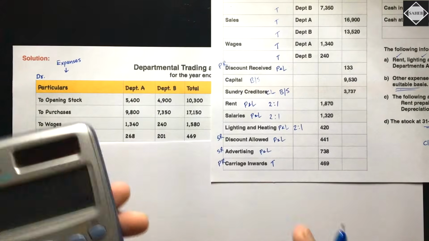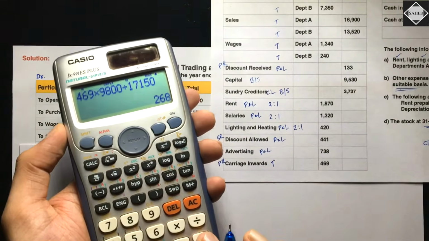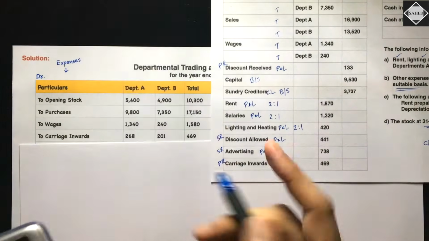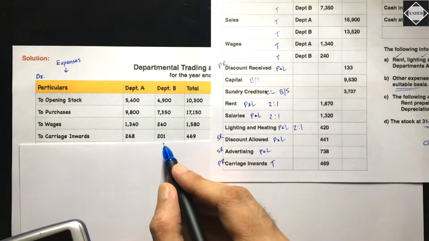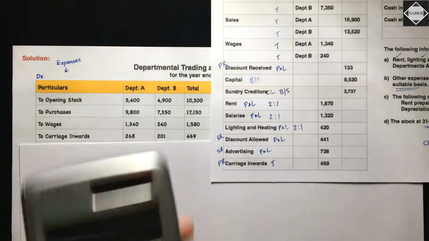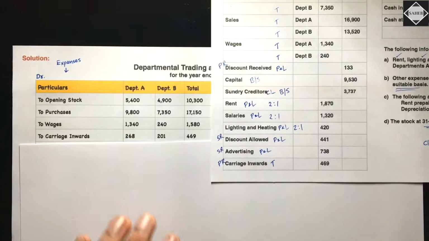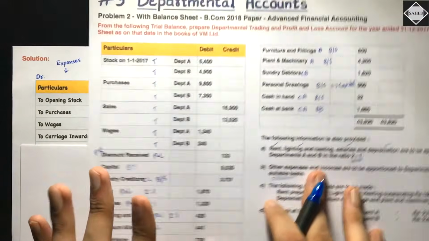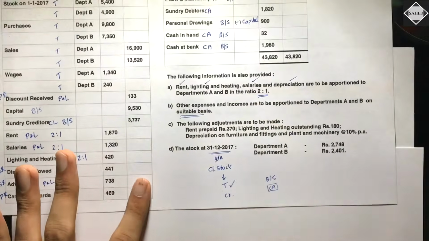For department B, how will you find out? You will not calculate, you will not waste time. 469 minus 268, the remaining is for department B. Only two departments are there. Yeah, 201. Is it clear? Simple. So carriage inward is over. Next, do you have anything else of trading account? No, nothing else. You just have closing stock left.